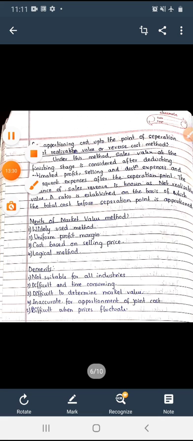Then what are the demerits? See, this method is not suitable for all industries. Some industries, this method is not suitable. Then difficult and time consuming. The calculation is more under this method, and it is difficult to determine market value. It's very difficult to determine the market value of each joint product, right? It's not that easy to find out the market value. Okay, next one, inaccurate for apportionment of joint cost.